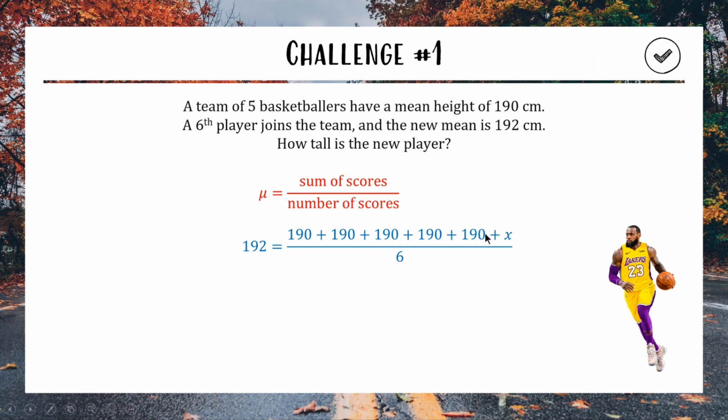Well, that is the beauty of the mean. Because we have 5 basketballers and they have an average height of 190, if you added up their 5 heights, it'd be just the same answer as if you were doing 190 multiplied by 5 times. Okay, so I don't know what the 5 heights were of the previous players, but I do know that if I added them up, I would get the same answer as this. That allows us to make this equation.